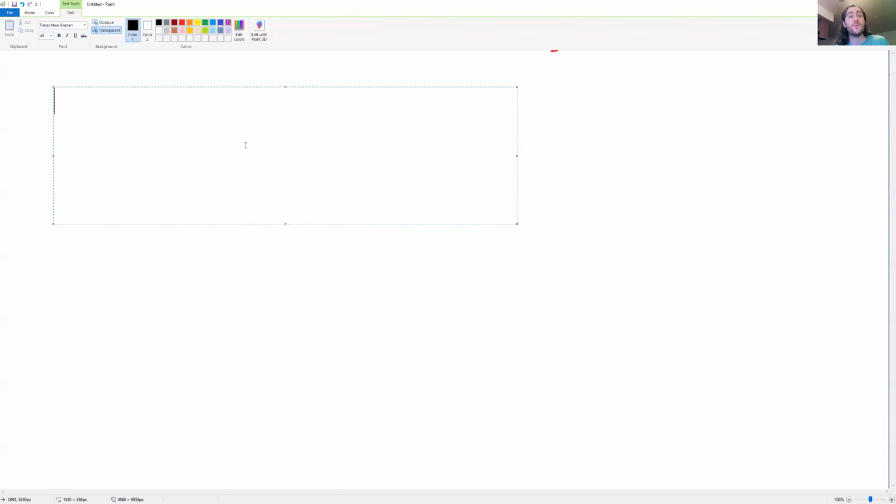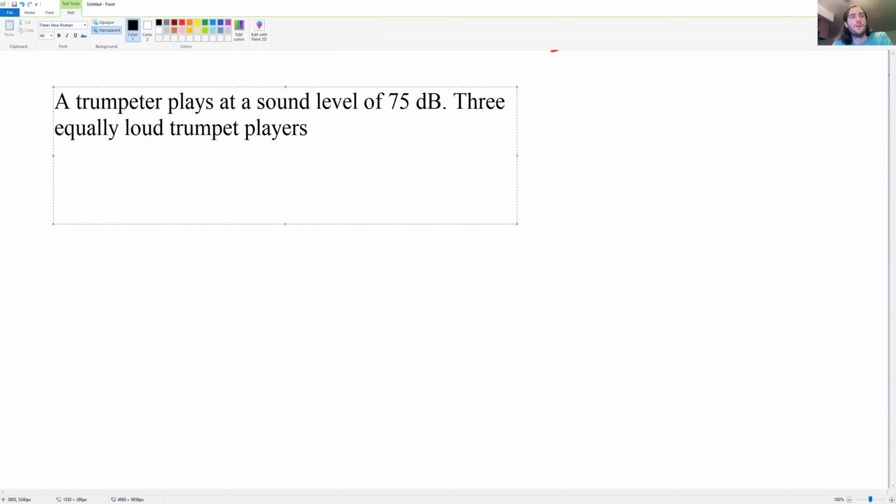So we looked at what happens when you double the intensity, or rather, cut the intensity in half. If you were to double the intensity, you would add 3 decibels. You cut it in half, you subtract 3 decibels. Okay, let's look at a situation where we have a bunch of trumpet players. A trumpeter plays at a sound level of 75 decibels. 3 equally loud trumpet players join in. What is the new sound level?